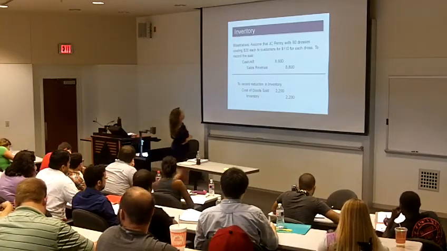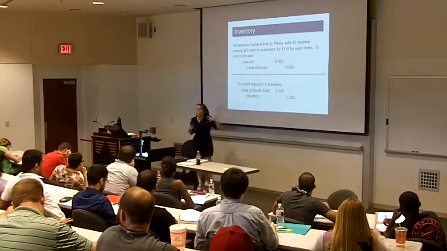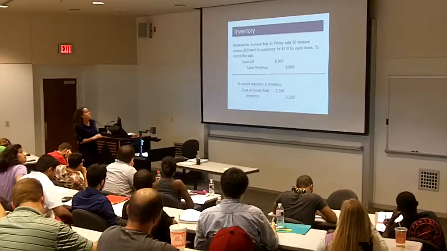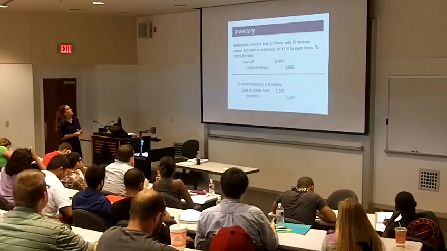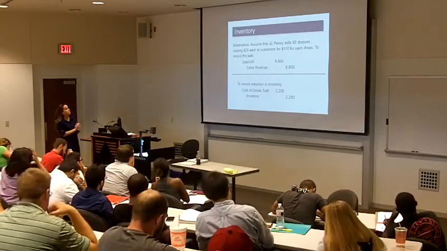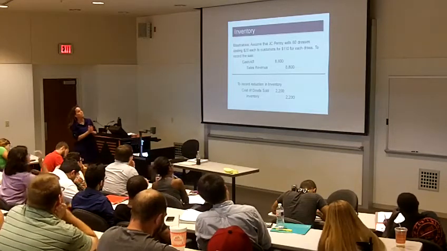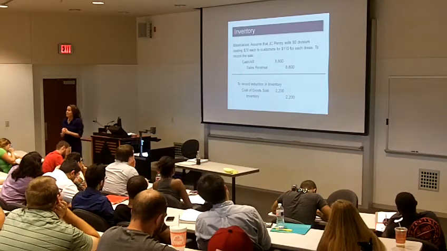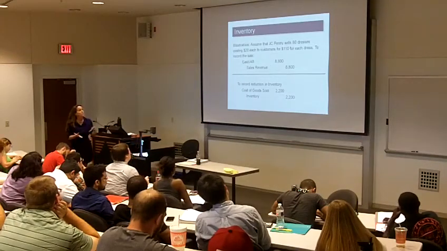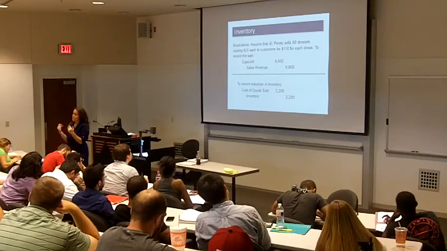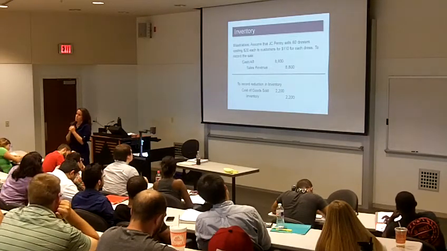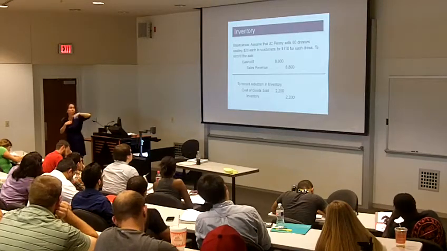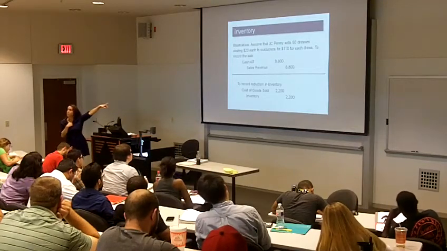So take a look at this one little slide, and let's walk through the 2 journal entries, kind of like what we did just before. Assume that JCPenney sells 80 dresses costing $20 each to customers for $110 each dress. Look, to record the sale, what do you do? Okay, so we sold 80 dresses for $110. 80 people walk in, they all bought a dress, handed us $110. So we recorded a debit to cash or accounts receivable for $8,800, and we recorded a sales revenue for $8,800.